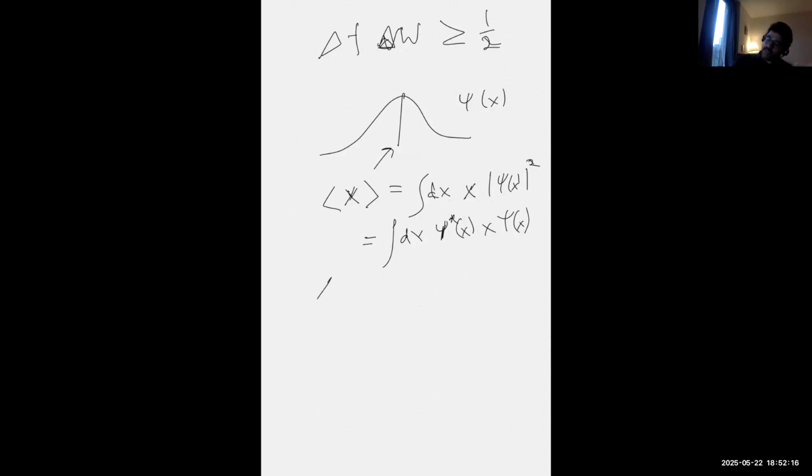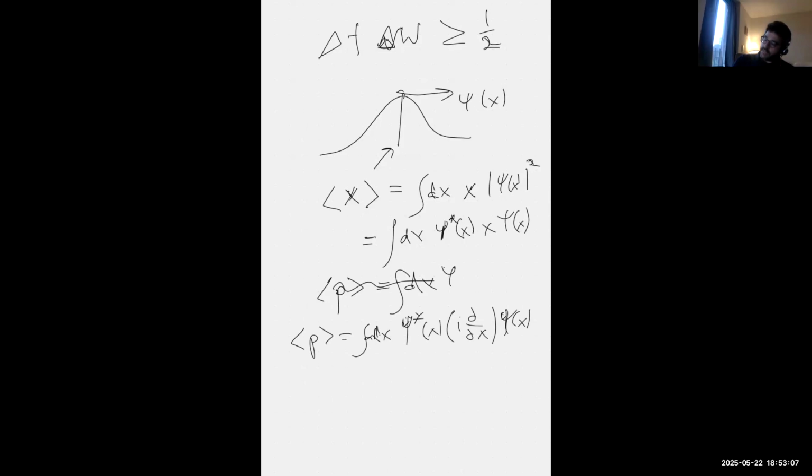And similarly for momentum, if you wanted to look at the average momentum, which is essentially on average how fast it is moving, assuming a mass of 1, then if you look in the position representation, it's again psi star of x times the momentum operator, which here is basically a derivative operator, acting on psi of x.